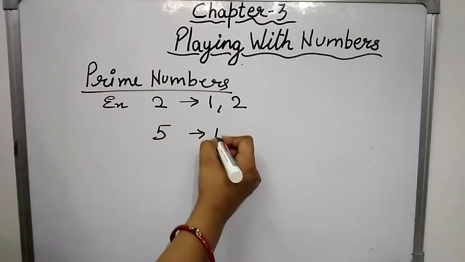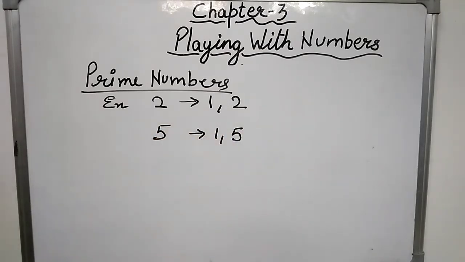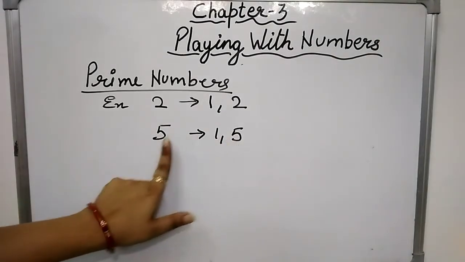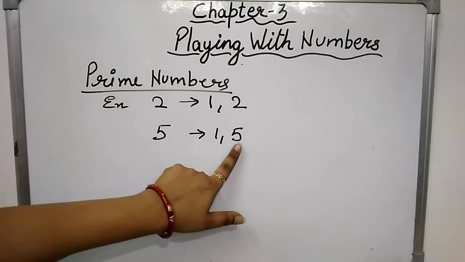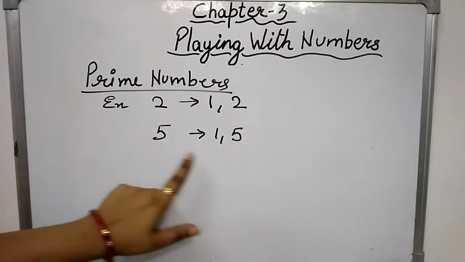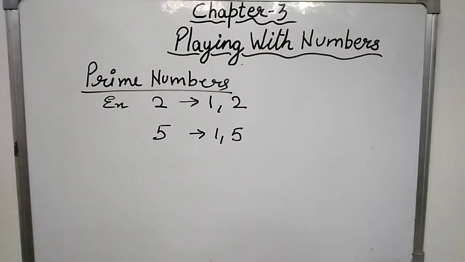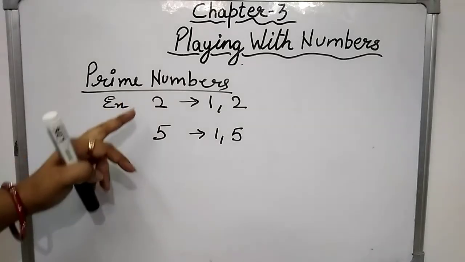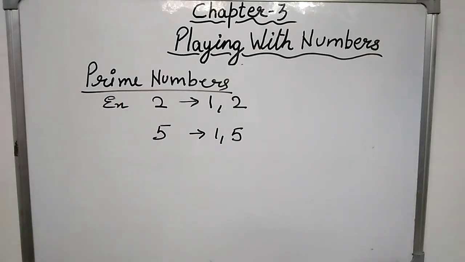Factors of number 5 are 1 and 5. Again, it has only two factors. One is the number itself and the other factor is number 1. So these numbers which have only two factors, one being the number itself and the other being the number 1, are called prime numbers.